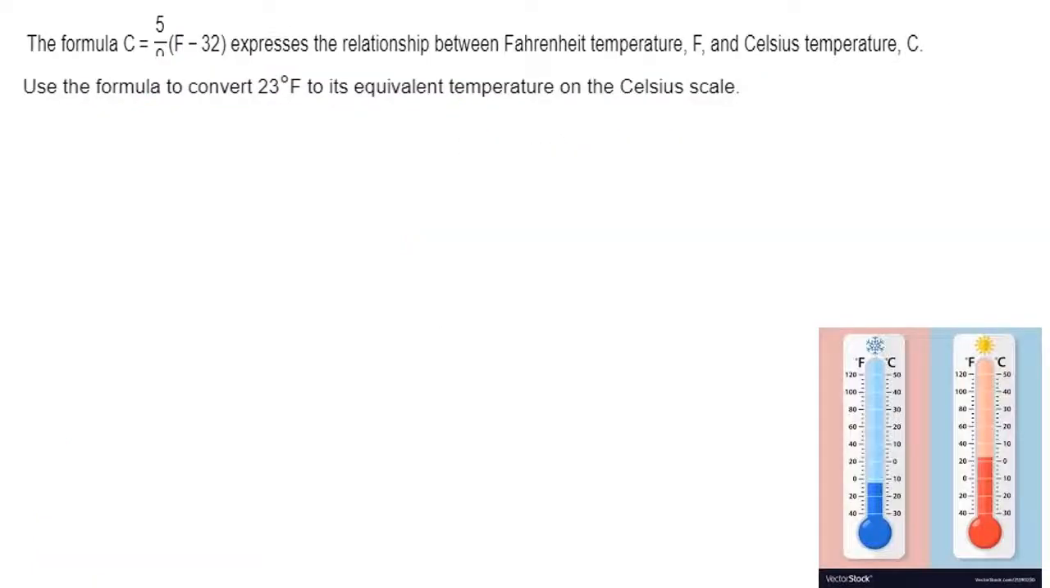Now we have a formula for calculating Celsius and Fahrenheit temperature. Here we want to convert from Fahrenheit to Celsius. So we take our 23 degrees Fahrenheit, which is very cold, that's below freezing for us, but we want to convert that to Celsius. Now Celsius temperature is used all around the world where the metric system is used, and it's also used in a lot of sciences.